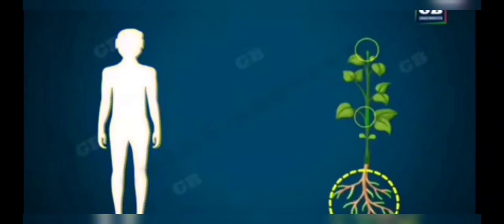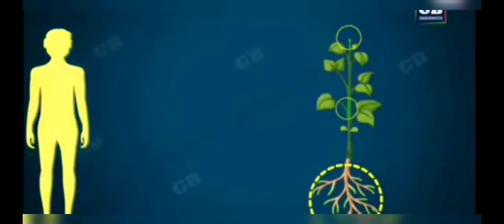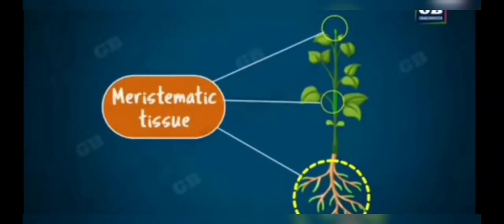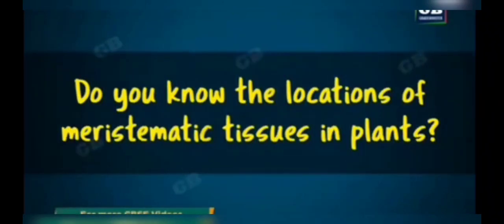In our body, growth is uniform. That means all parts of the body grow uniformly. But in plants, growth is observed only in certain regions. The reason for this is that the tissues responsible for growth in plants are located only in certain parts of plants. This special tissue is called meristematic tissue. Do you know the location of meristematic tissues in plants?